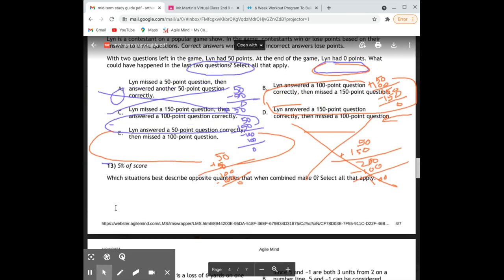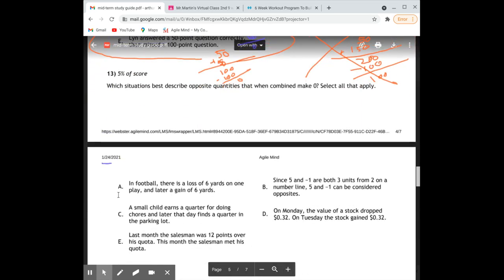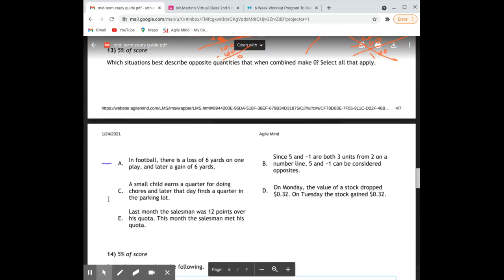All right, number 13. This is Miss Satari. Miss Satari, can you read this for us, please, ma'am? Which statement best describes opposite quantities that, when combined, make zero? Select all that apply. All right, so we're looking for situations that, when combined, make zero. So start at A.